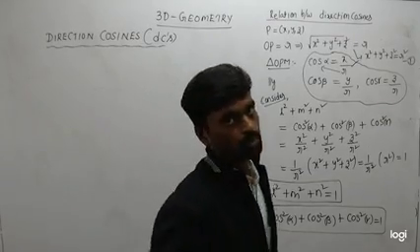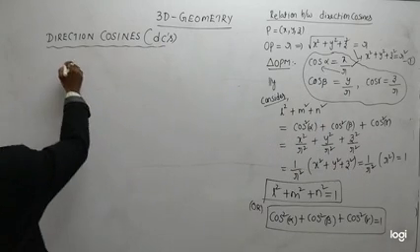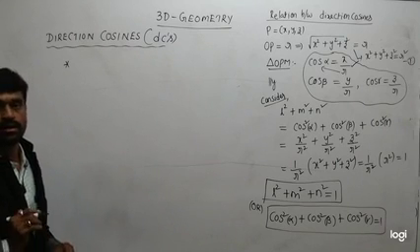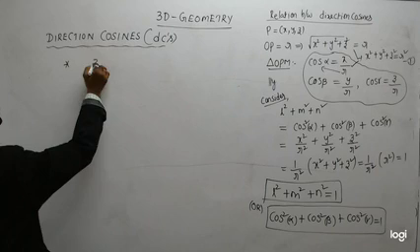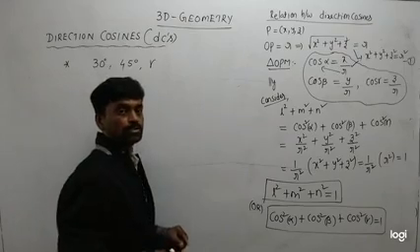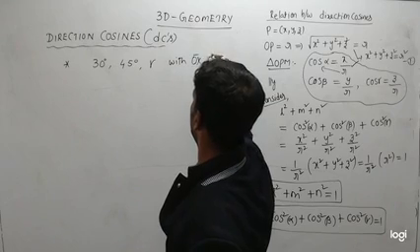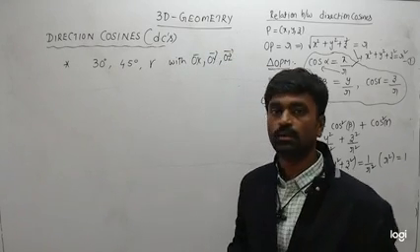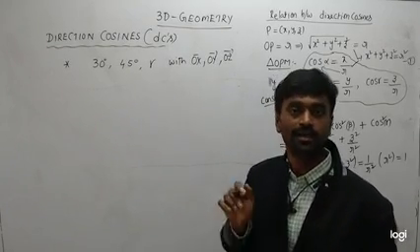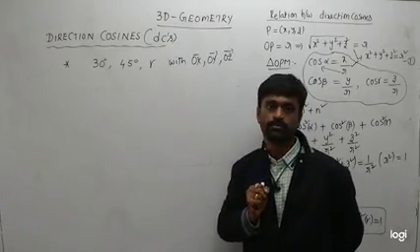Let us look at some problems based upon direction cosines of a line. Suppose a directed line makes angles 30 degrees, 45 degrees and gamma with the positive coordinate axes, that means with OX, OY, OZ. Then find the gamma value, that means find the angle made by the directed line with the positive Z axis, and also find the direction cosines. How can we find it?